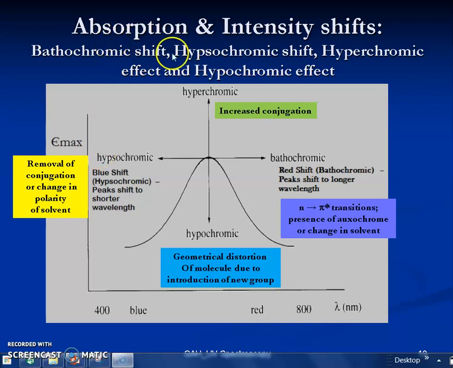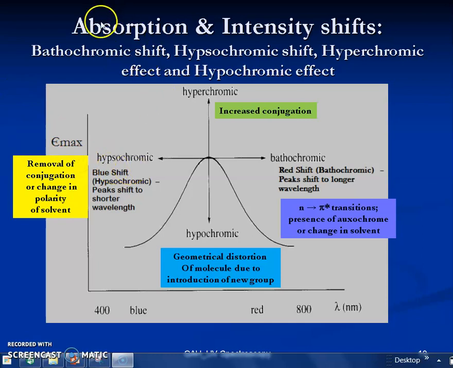And there is one more absorption shift known as the hypsochromic shift. Hypsochromic shift is also known as blue shift because the peak maxima is moving towards the blue end of the spectrum, that is towards the shorter wavelength region. What would be the reasons bringing about the blue shift? The reasons are exactly vice versa of the bathochromic shift. Here it is the removal of conjugation or change in polarity of the solvent. These are the two important causes that bring about the hypsochromic shift in any given molecule. We will go into detail about the hypsochromic shift in the subsequent slides.